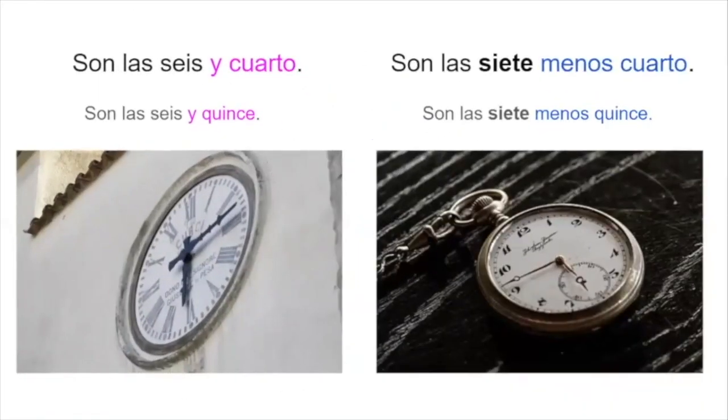Y aquí tenemos un ejemplo. Son las 6:15. Quarter. It's 6:15 or 15 minutes past 6. Ten cuidado con su pronunciación y tu ortografía. Es bien similar a cuatro, pero este es cuarto. Aquí hay otra. Son las 7 menos cuarto. Son las 7 menos 15.